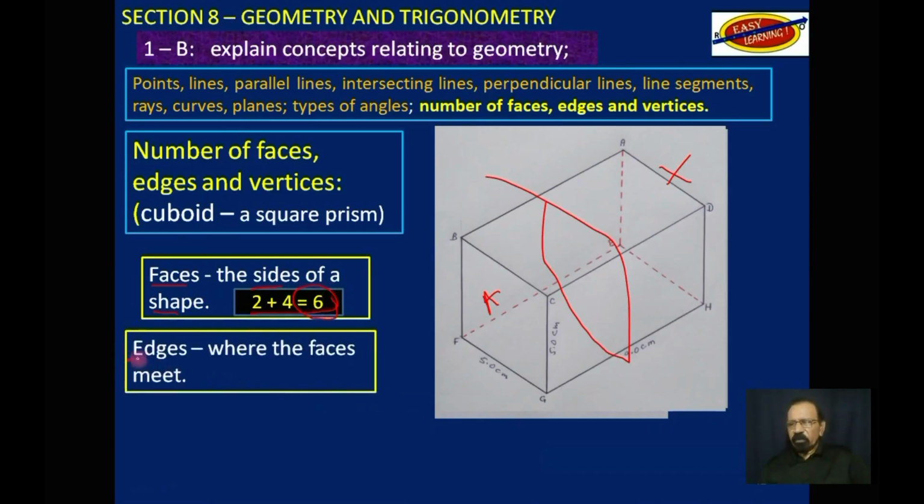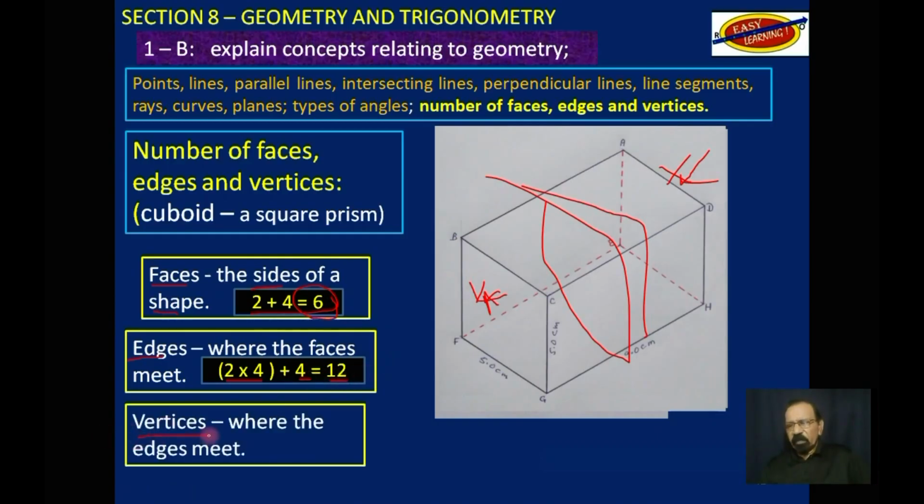How many edges? Same principle. This square here to the left will have 4. That one there, another 4. And along the length, another 4. So if you multiply 2 by 4, that will be the 2 end faces with 8 edges and 4 more edges connecting those 2 faces, which will give us 12.